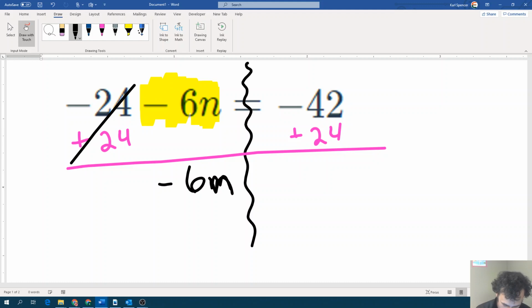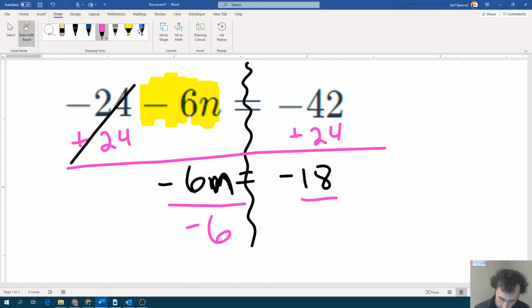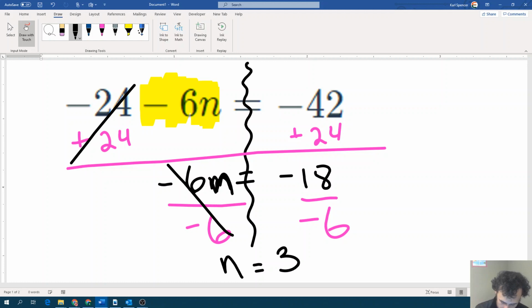Negative 6n on the left side. On the right side, you can grab your calculator. I'll do it with mine. We have negative 42 plus 24, and we have negative 18. Again, we want to get that variable by itself, so now I'm going to divide both sides by negative 6. The reason I'm dividing now is that negative 6 and that n are connected through multiplication. So to get rid of multiplication, we divide. And for our final answer, we get n equals 3.